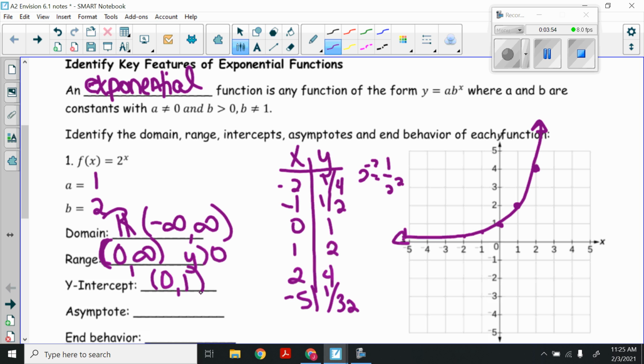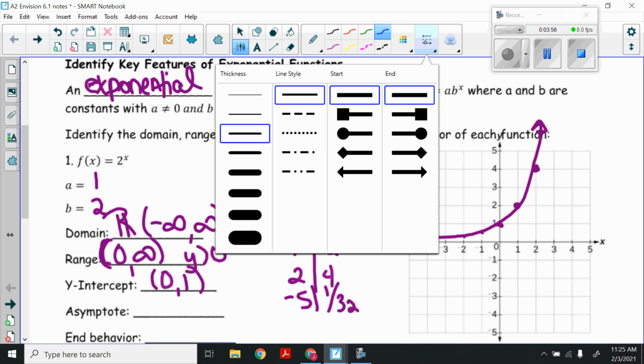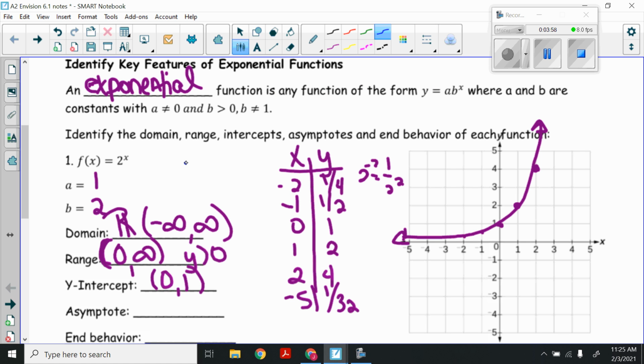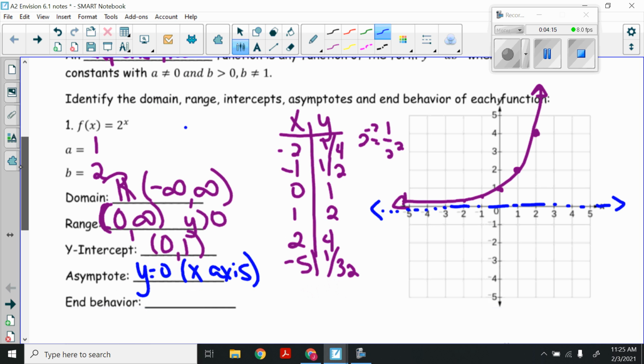My asymptote, okay, remember that the asymptote is the line that your graph approaches. And so here my asymptote, and we're going to draw that dotted line. Okay. So here my asymptote is y equals 0, which is also known as the x-axis. Okay. So now end behavior. And end behavior, we're not talking about down, up, down, those types of things, okay, when we were doing our polynomials. So here we're going to actually label it.